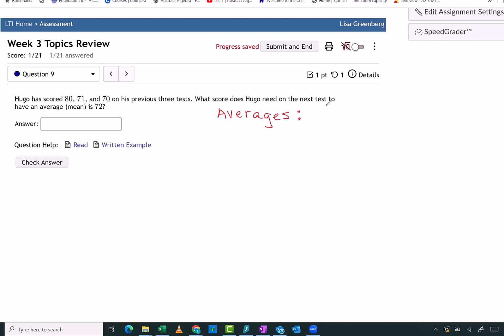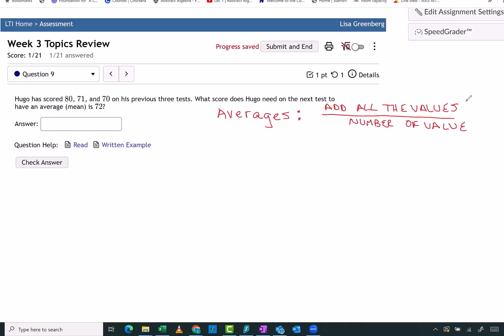I add all the values, and I divide by the number of values. And if that's not clear, we're going to do an example right now.